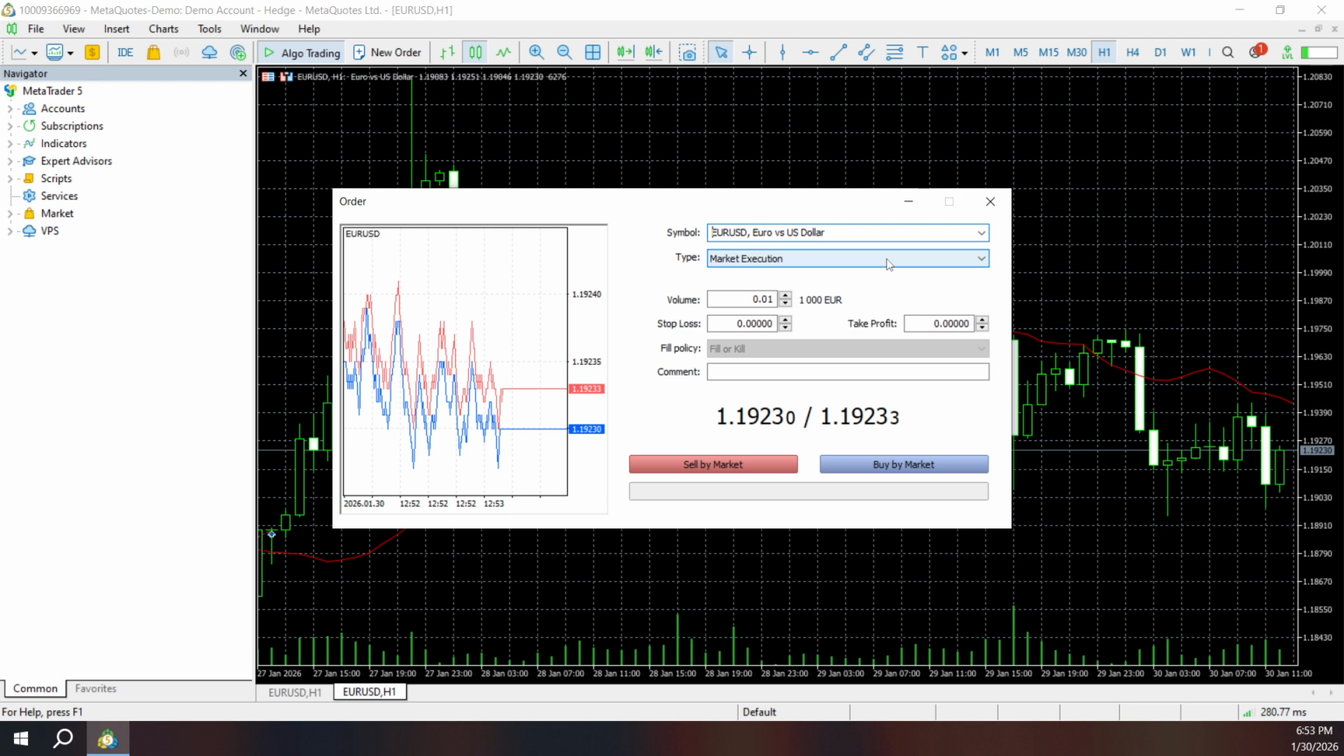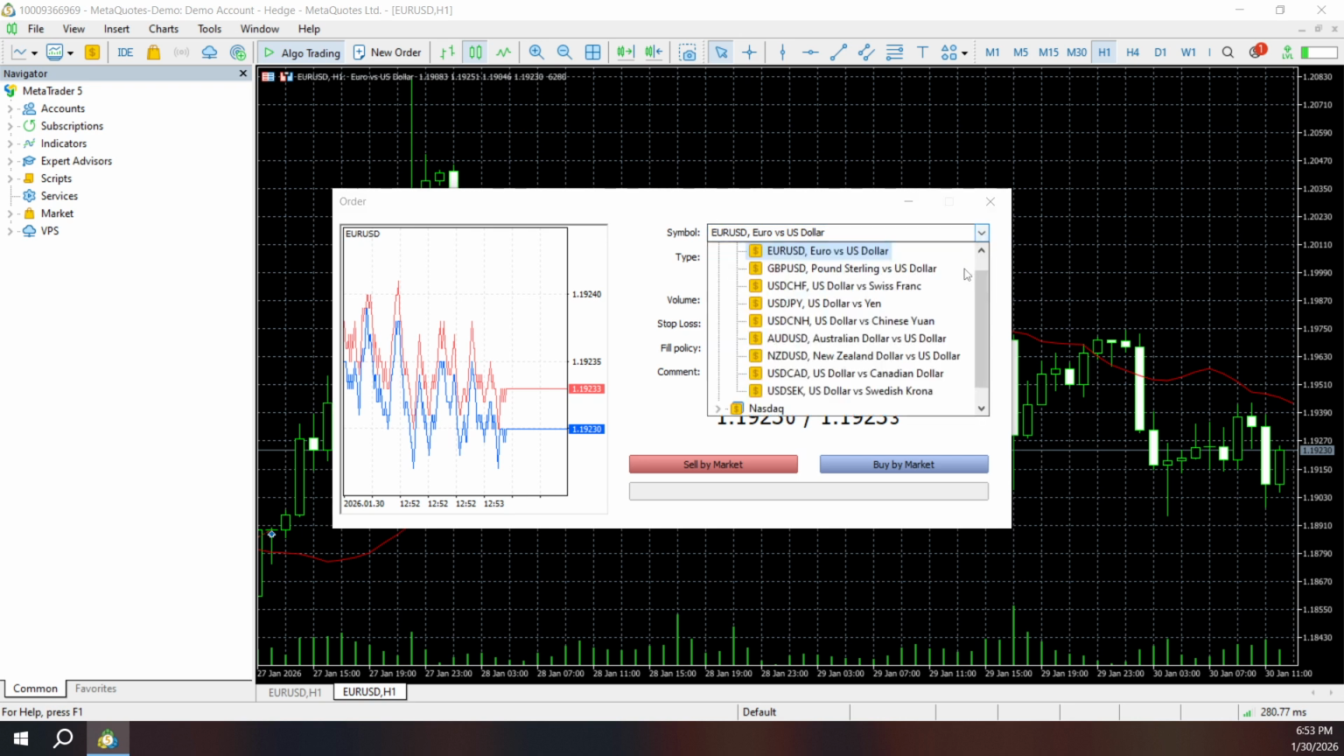Inside the order ticket, begin by choosing the symbol you want to trade. You'll see a drop-down where you can select from currency pairs, indices, commodities, or any instruments your broker offers. Take an extra second to confirm the symbol is correct because symbols can look similar. Also note the current bid and ask prices and the spread between them, since that spread is part of your trading cost and can affect entries, especially in fast-moving markets.